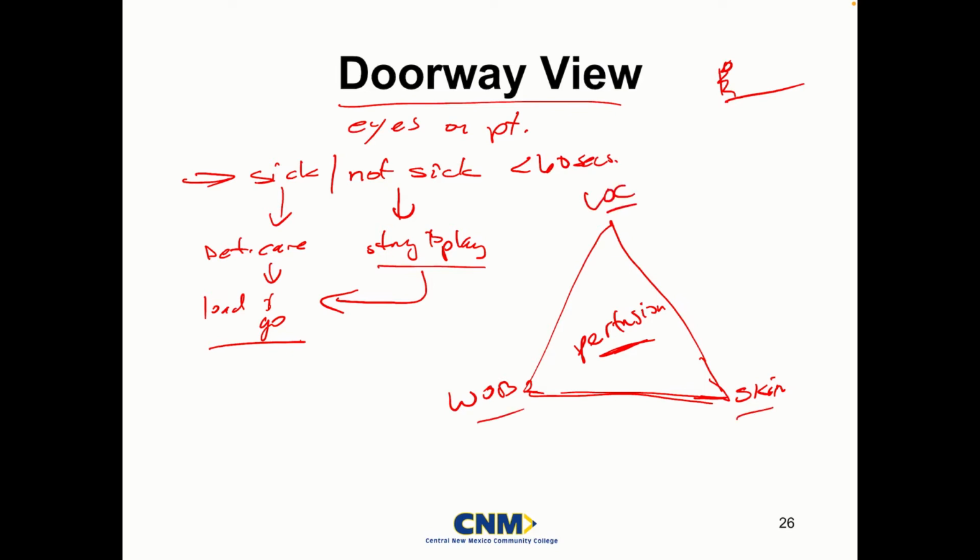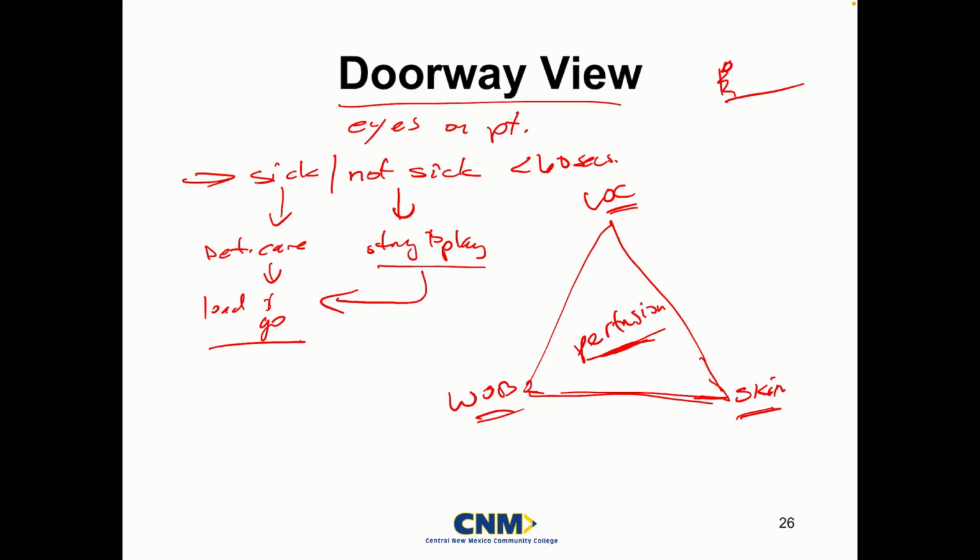Okay, so if I have good perfusion, my skin color should be normal, my level of consciousness should be normal, and my work of breathing should be normal. If I don't have good perfusion, and there's lots of reasons why we don't have good perfusion, we won't have that answer yet. We just know whether or not sick or not sick. Sick meaning problem with perfusion, life threats. The way this works is any one of these three things having an abnormal finding is enough to say sick.